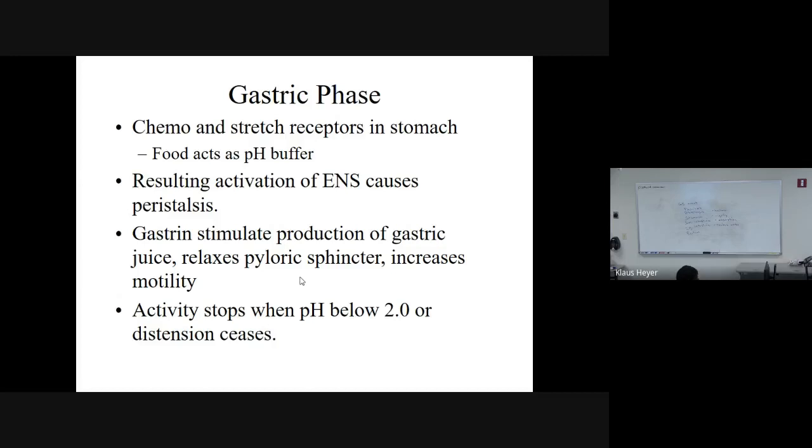And then look at bullet point number 3, gastrin. Stimulates the production of gastric juice. Okay, so we'll want to make more stomach juice, because that's got acid in it and stuff. Relaxes the pyloric sphincter. That means you're emptying stuff out of your stomach. Coffee makes your body release gastrin. If you're wondering why coffee makes you like that.